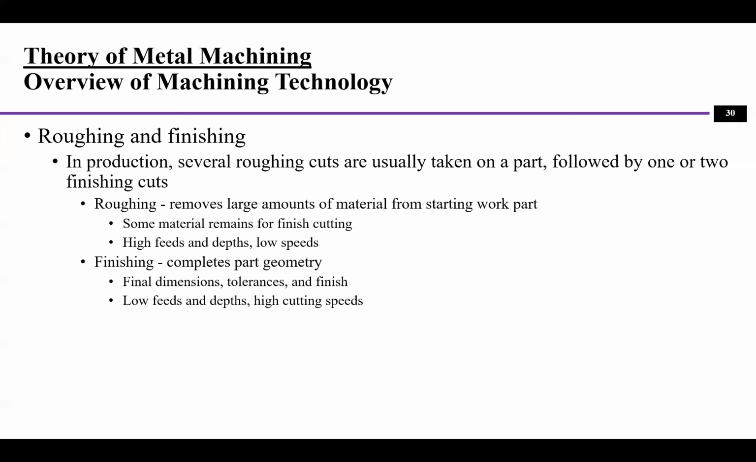Then after the roughing process, when we get really close to our geometry, what we want to do is a finishing process, which is to create the final part geometry. Then we need to be very careful about dimensions, tolerances, and also the finish. Typically, in this case, we will use lower feeds and lower depths, because with lower feeds and depths, we can easily control the dimensions, right? But with higher cutting speeds, because higher cutting speeds can result in a better surface finish. Now we are looking at the finished product. That's why we want a higher cutting speed.